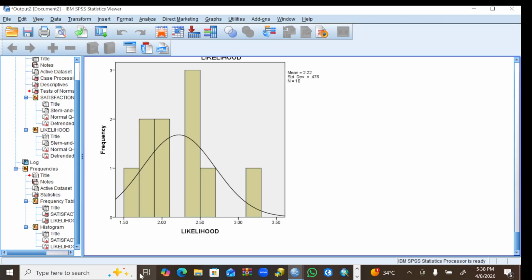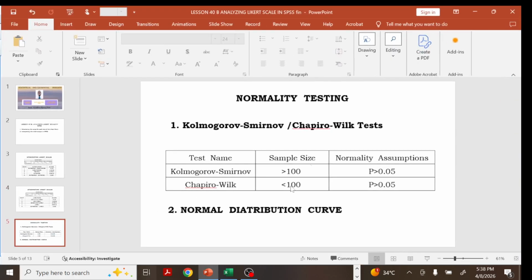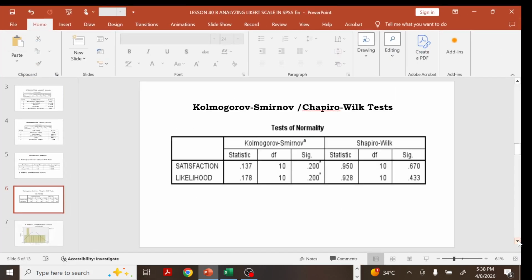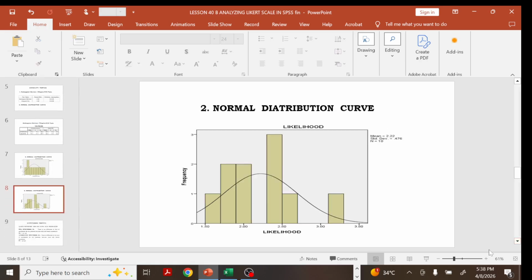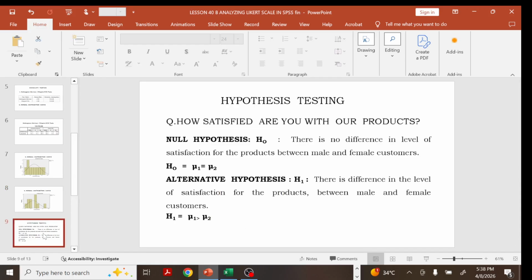From here, what is coming next is that we have to proceed to the parametric analysis. We're going to use what is called the t-test for two independent samples. First of all, let us have some assumptions about our data. So you have to state some hypotheses. The first question was asking how satisfied are you with our products?